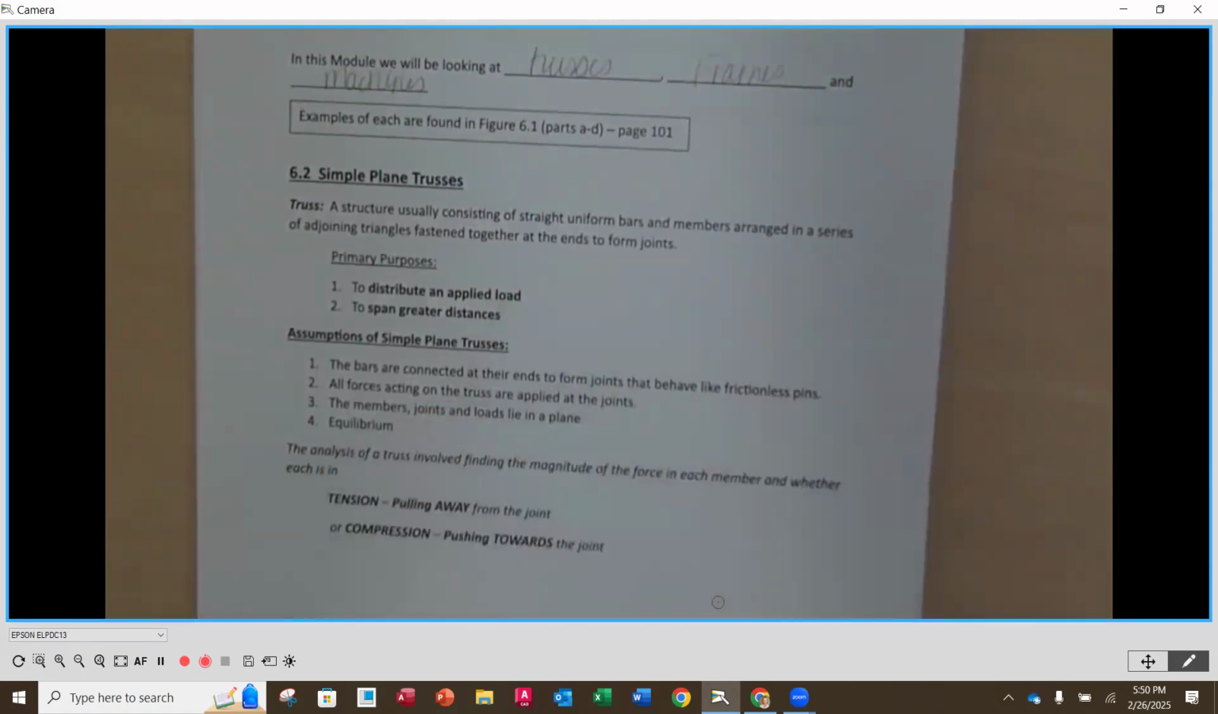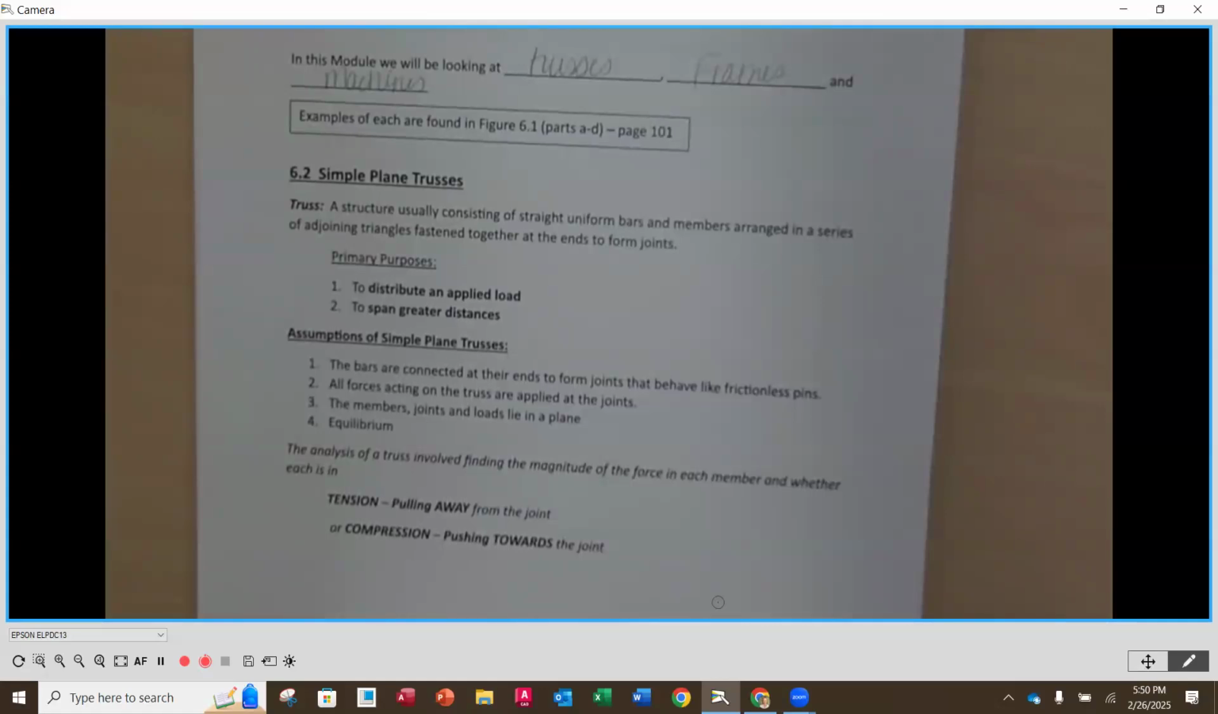Now, it says up here that a truss is a structure that usually consists of straight uniform bars and members arranged in a series of adjoining triangles fastened together at the ends to form joints. And those ends are going to be pin connections.